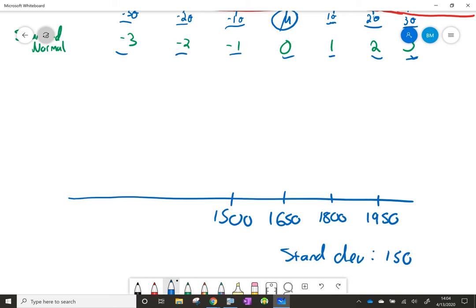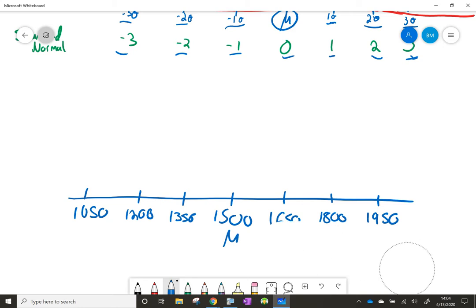To the left, we'd have 150 below for 1 standard deviation to the left. So that would be 1,350. Another 150 less than that would be 1,200. And another 150 less than that would be 1,050. So this is our mean in the middle at 1,500. Then we have 1 standard deviation away. Then we've got 2 standard deviations away. And then we have 3 standard deviations away.